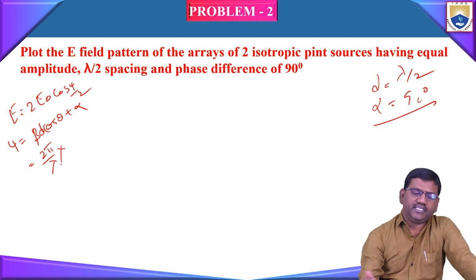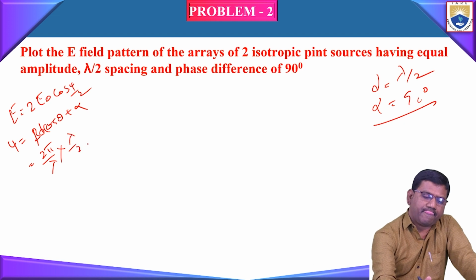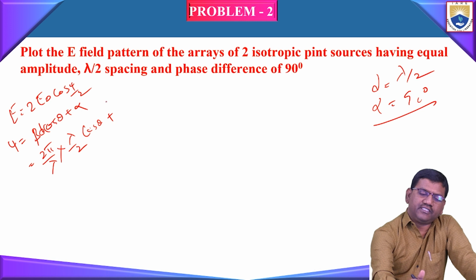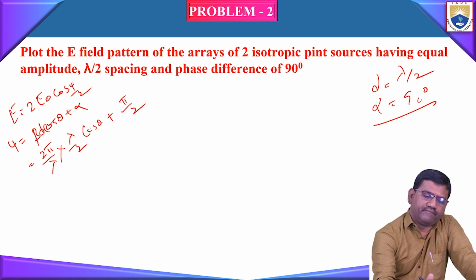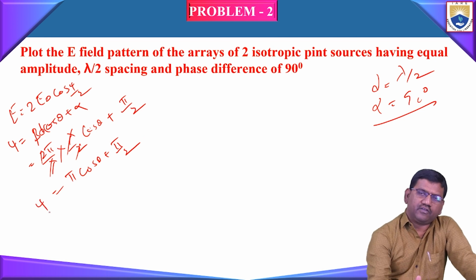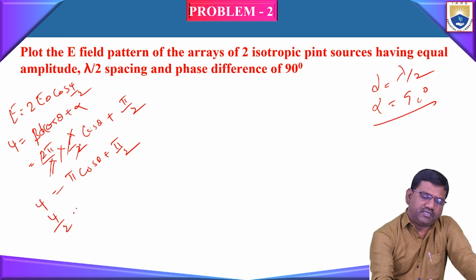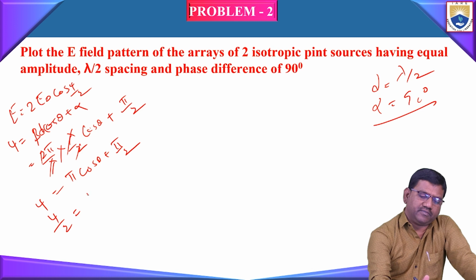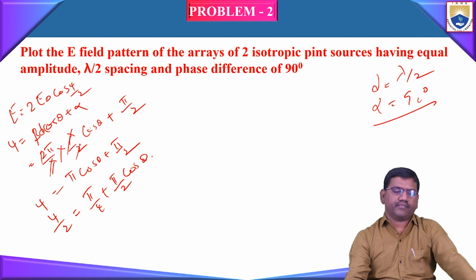Here the spacing d is given as lambda by 2, cos theta, and alpha is given as pi by 2 here. So if you simplify this, lambda and lambda get cancelled, 2 and 2 get cancelled, you will get pi cos theta plus pi by 2. So this is the value of psi we got. So what is psi by 2 here? Psi by 2 is nothing but pi by 4 plus pi by 2 cos theta.